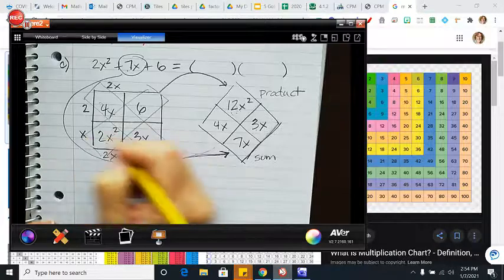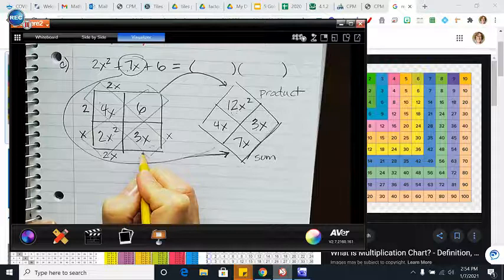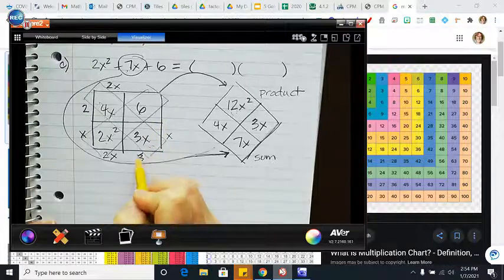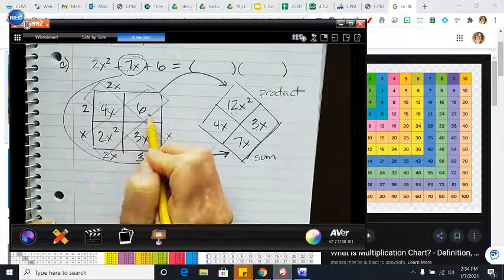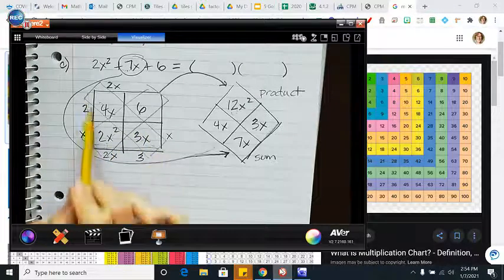And then if it helps, you can put the x over here. X times what is 3x? Well, that's got to be a 3. And then 3 times 2 is 6. Now, you really just need the length and the width. I usually just do the length and the width.